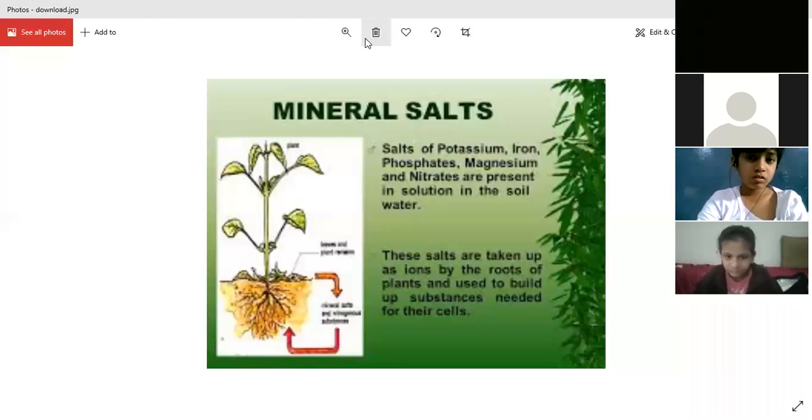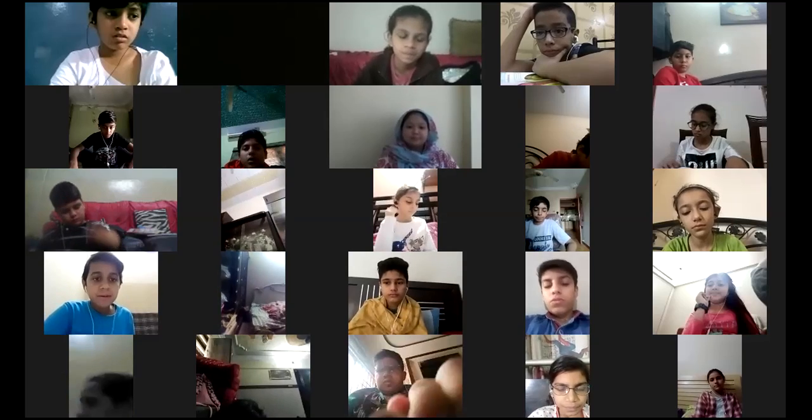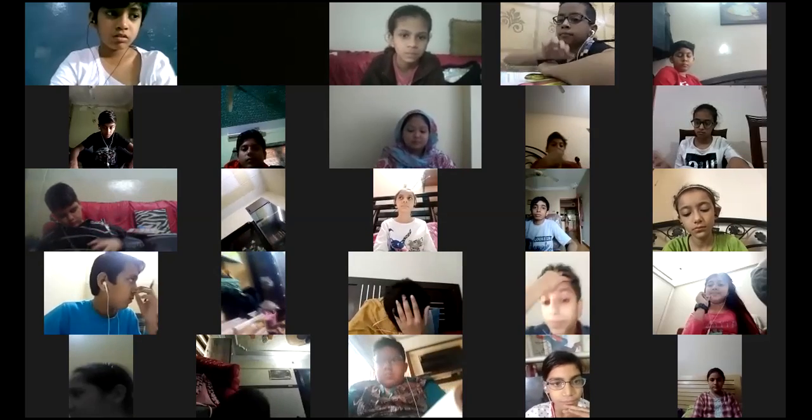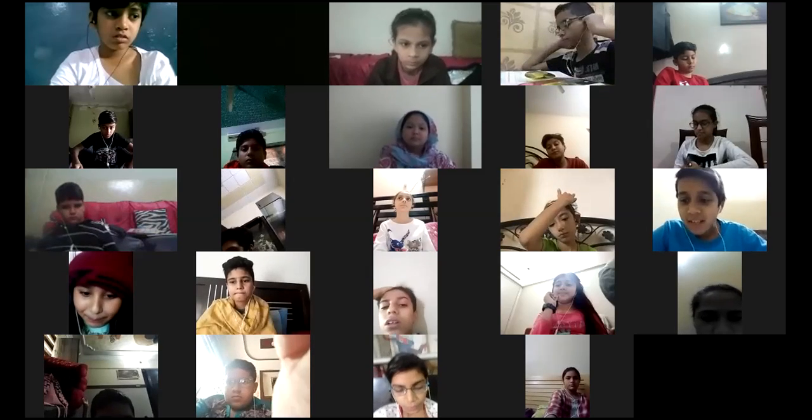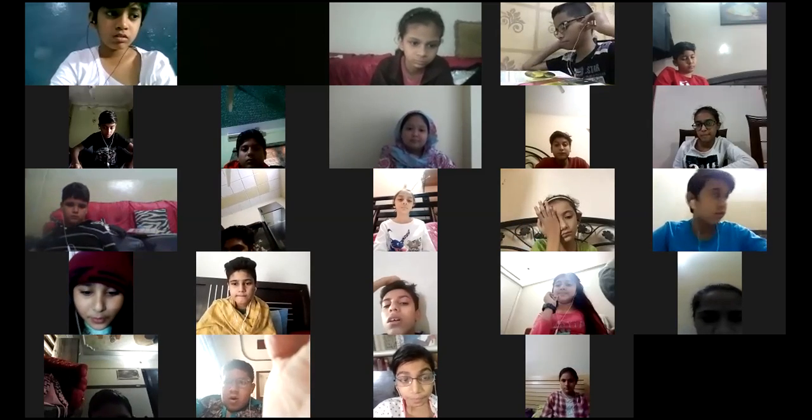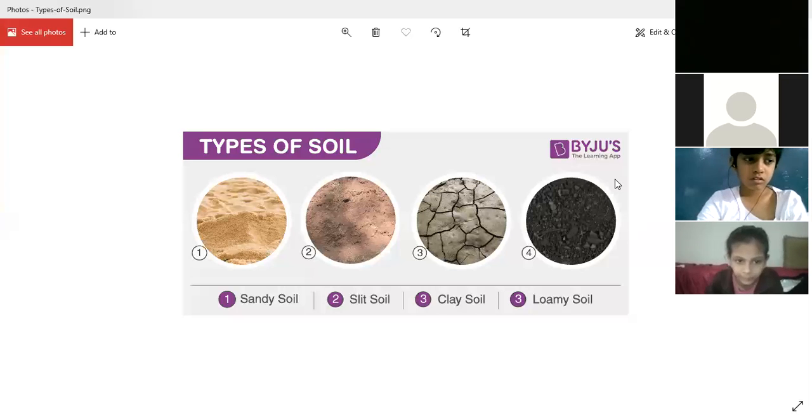Now again, in the third picture, there are different types of soils. ठीक है ना? When we talk about types of soil, first of all I would like to show you a few images, ठीक है, in which you will see their physical properties as well. There are four basic types of soils. Number one is sandy soil, number two silt soil, number three clay soil, and number four loamy soil.